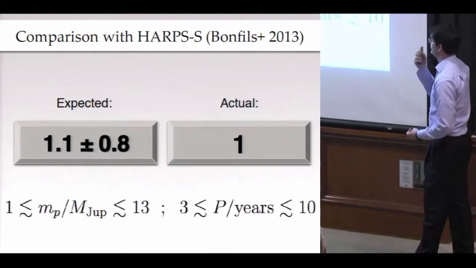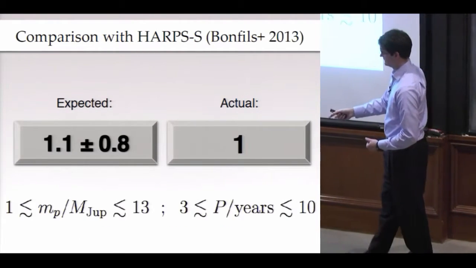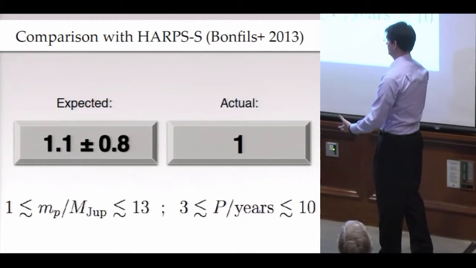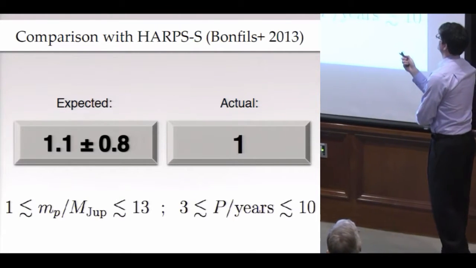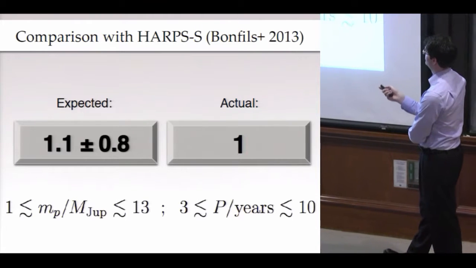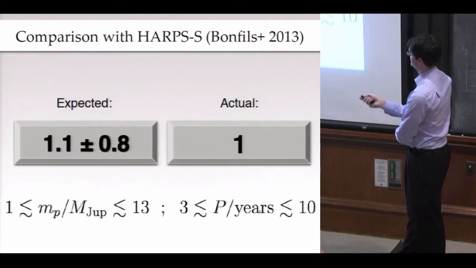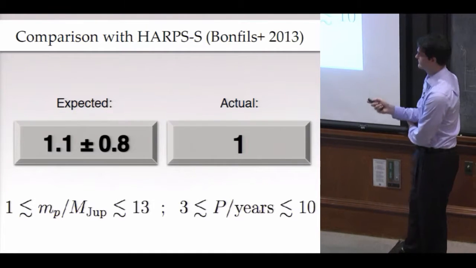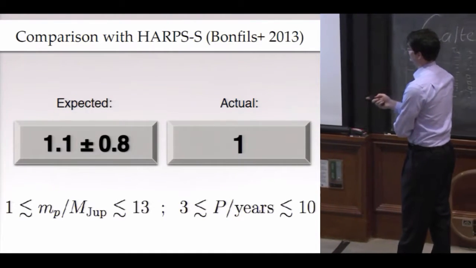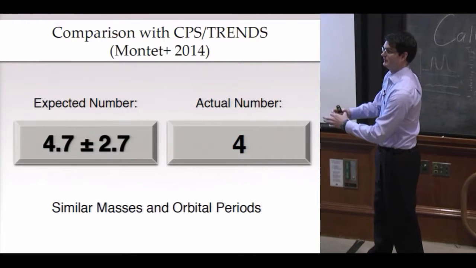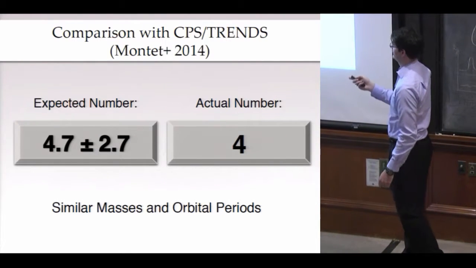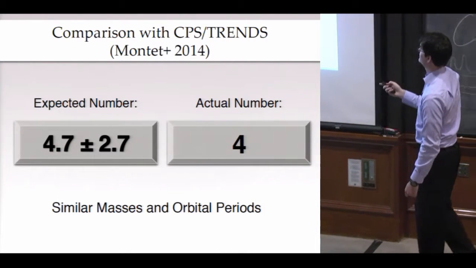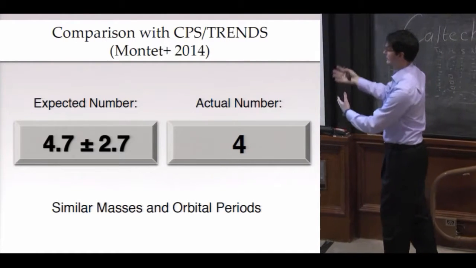When we compute this number of expected detections and compare it with what they actually detect, in the case of the HARPS South survey, we expect them to detect about one planet with a mass between 1 and 13 Jupiter masses and an orbital period between about 3 and 10 years. And indeed, they find one such planet. Doing the same thing with the CPS trend survey, we expect them to detect about 4 or 5 planets, and indeed they detect exactly 4 planets.